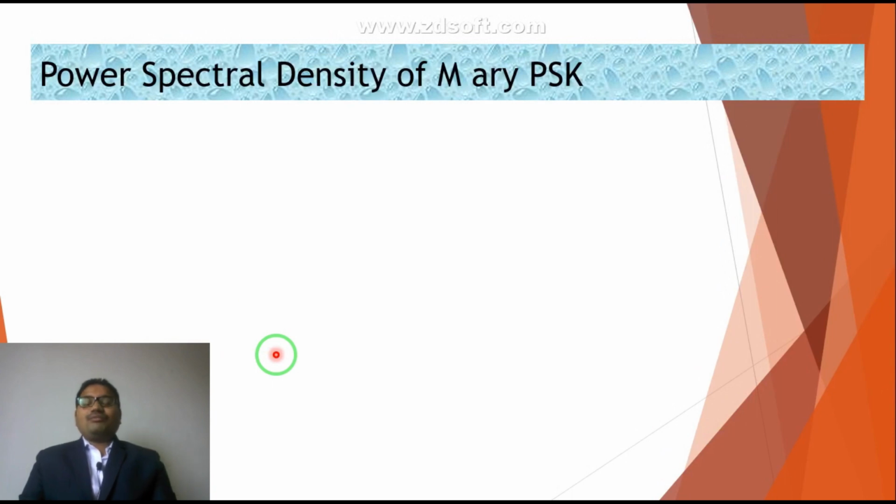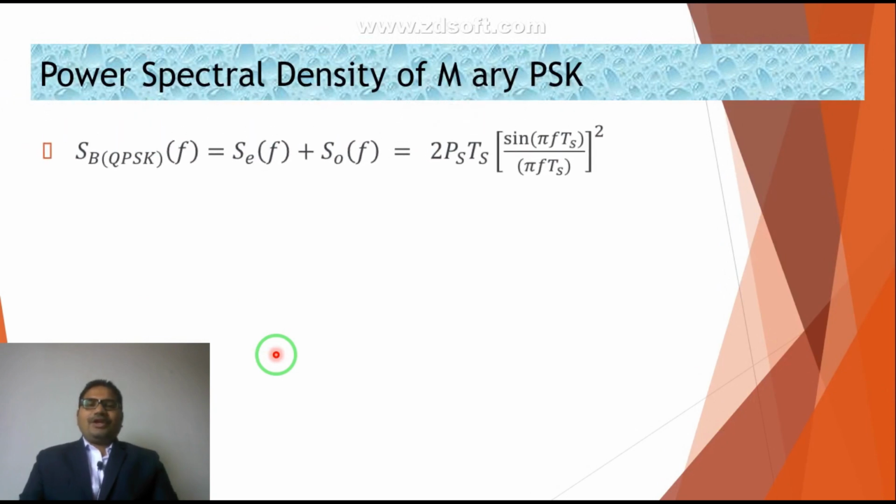Now moving towards the power spectral density of M-ary PSK. If you remember the power spectral density we wrote for QPSK, it was the combination, the addition, of your even bit stream and odd bit stream. So the resultant power spectral density we got was 2 Ps Ts times sine of pi f Ts by pi f Ts, which is your sinc function, right? Sine of theta by theta is your sinc function, whole squared, divided by 2, and hence the power spectral density of M-ary PSK, its shape is also going to resemble what?